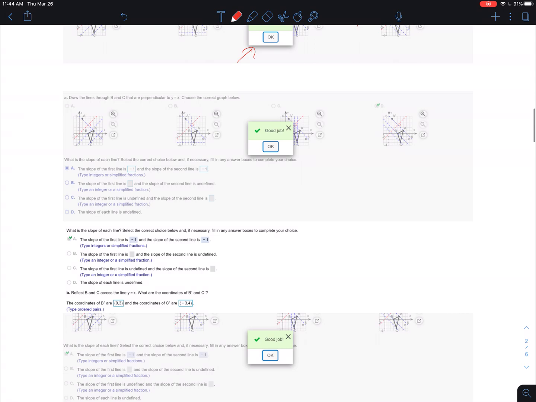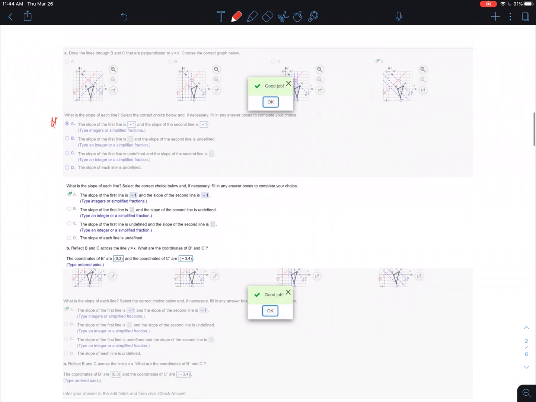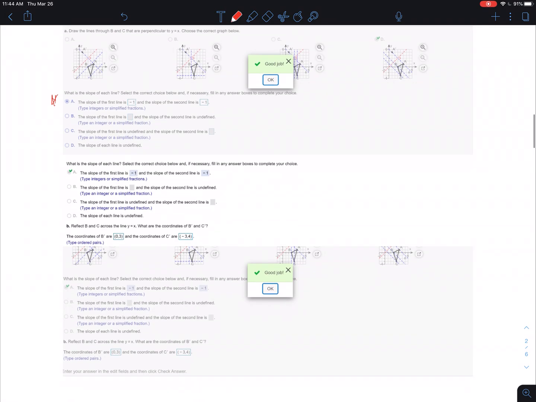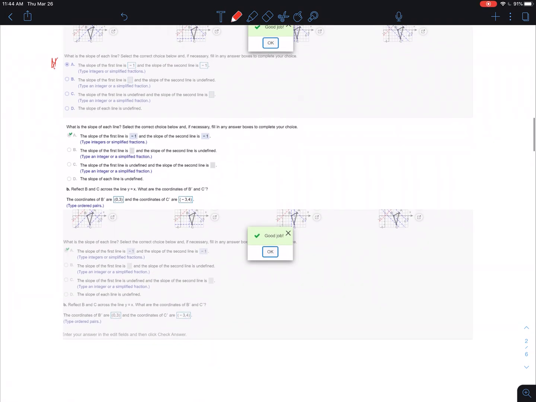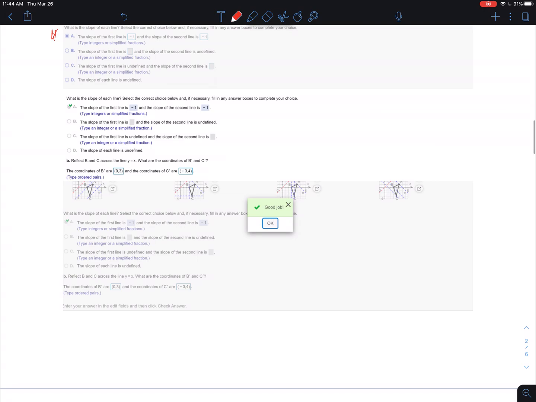So now it asks, what is the slope of each line? So that would be the slopes that are going through B and C, respectively, and they have to be parallel to n, so their slopes are also negative 1, right? The negative reciprocal of the red line. And you can see that we got it right. Now, it says reflect across these points, right? It says reflect B and C across line y equals x. What are the coordinates of B prime and C prime?